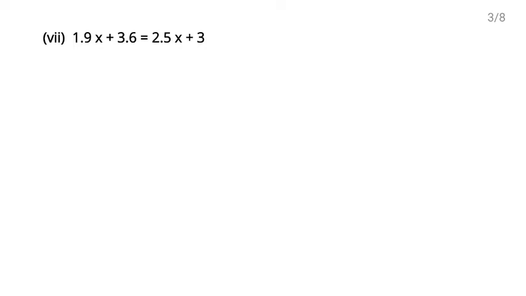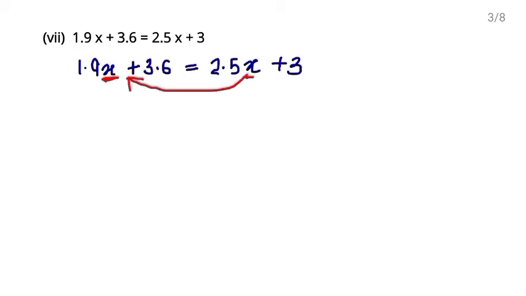Next part, seventh part, they have given 1.9x plus 3.6 is equal to 2.5x plus 3. You want to find the value of the variable. This is the variable x. So keep the terms having the variable on the left hand side. Move it to the left hand side. And the numbers to the right hand side. Move it to the right hand side.